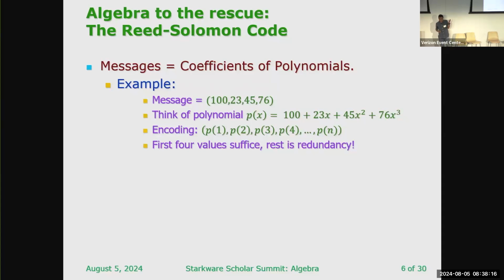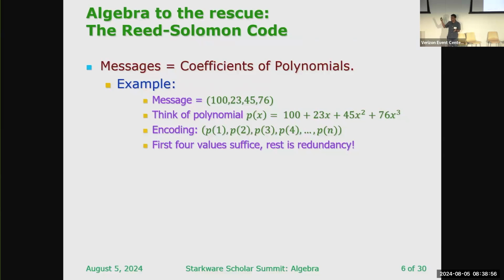So for example, I have a message which is 4 bytes. The bytes are written as numbers from 0 to 255, or 100, 223, 45, and 76. I think of these 4 bytes as conveying a degree 3 polynomial, whose coefficients happen to be exactly the bytes of interest. And in order to encode this information, I will evaluate this polynomial at many places, many more than the minimum number necessary to specify the polynomial, and send those evaluations to you. And the first 4 values of this polynomial already suffice for you to know what the cubic is.